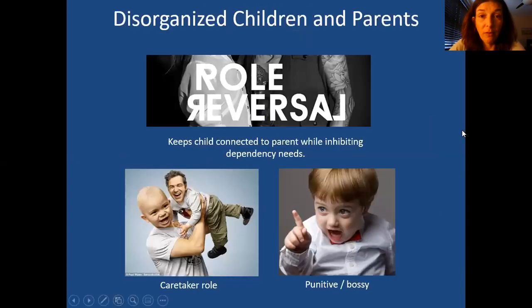Okay, so let's talk about the relationship of the disorganized children and parents. One dynamic that starts to happen is there's a bit of a role reversal. As the kids get a little older, this keeps the kid connected to the parent, but also inhibits their dependency needs, right? Because it's hard to feel like you're depending on somebody that's hurting you. But at the same time, you still need somebody. So it kind of becomes a compromise.